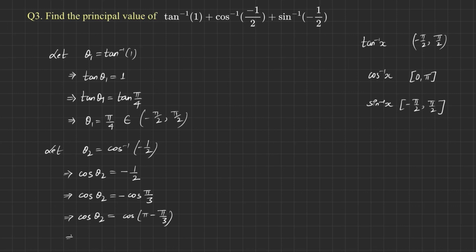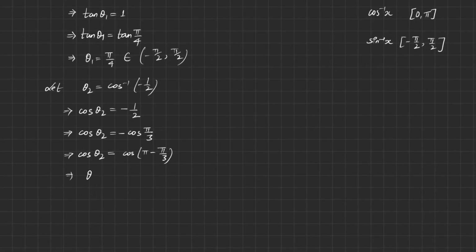So hence theta 2 equals pi minus pi by 3. This implies theta 2 equals 2 pi by 3. It belongs to 0 to pi, okay?